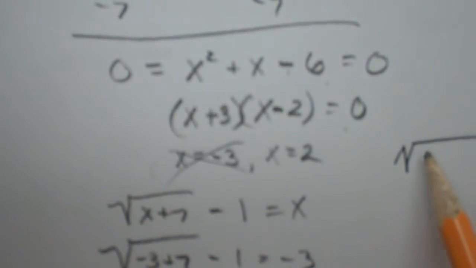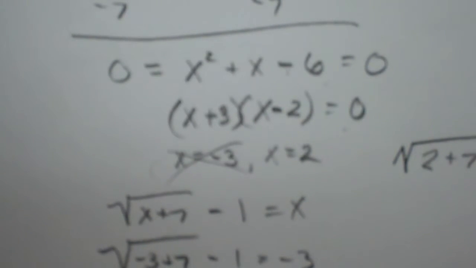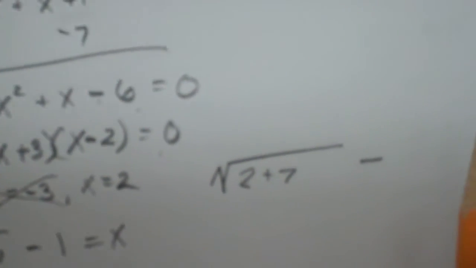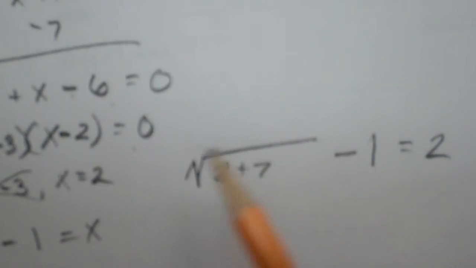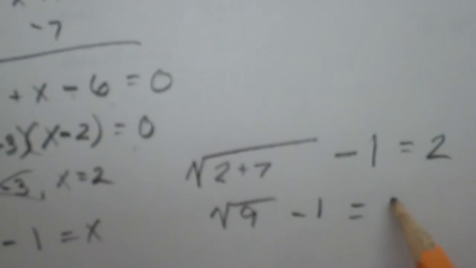So again, we have 2 plus 7 minus 1 is hopefully equal to 2. Here I have just replaced the equation. Everywhere there is an x, I put in our possible solution. Let's check it. 2 plus 7 is 9, so this is the square root of 9 minus 1 is hopefully equal to 2.